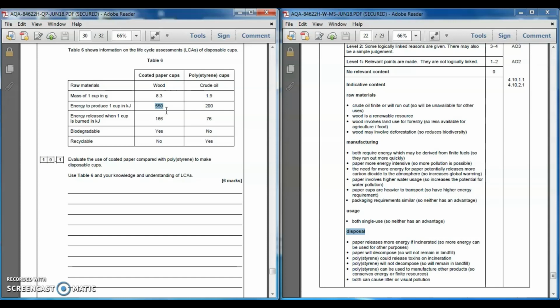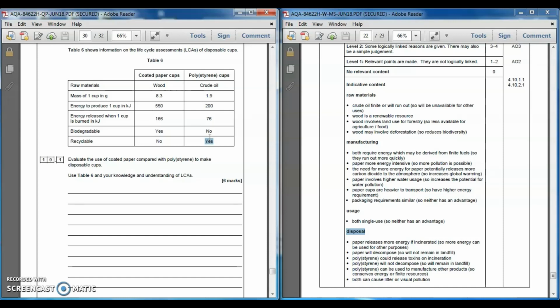When we're looking at disposal, you might say paper cups are good because they're biodegradable, so they're not going to affect turtles and all the other stuff that's on the news at the moment. You might say that the polystyrene cups are better because you can recycle them, which means that you're going to extend the life of a finite resource.